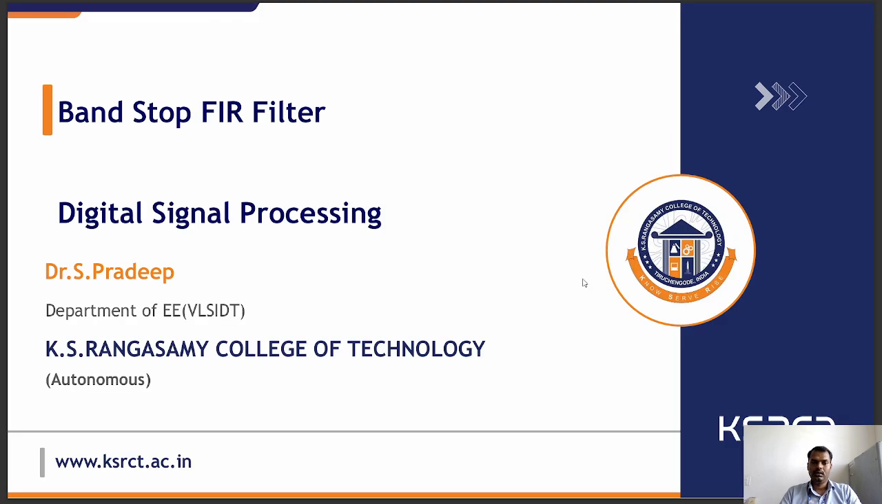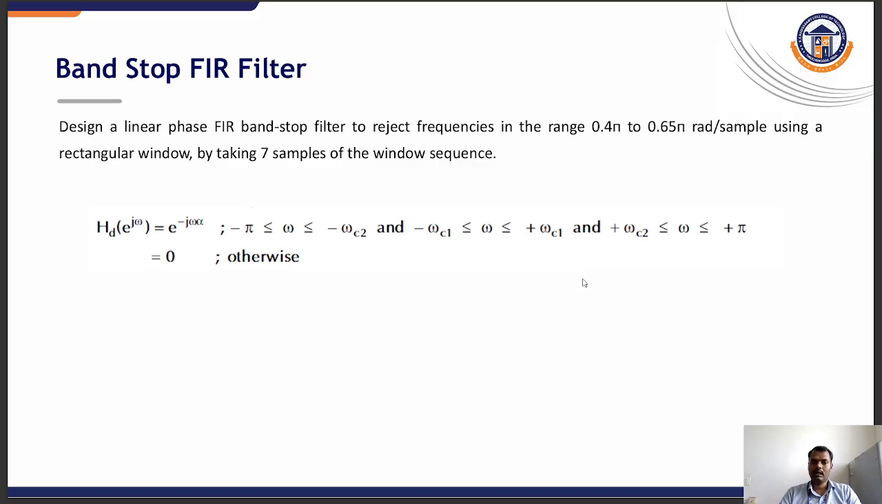Welcome everyone. Here we are going to discuss the bandstop FIR filter. An FIR filter is a type of digital filter where the output at a given time is a function of only the current and a finite number of past inputs. Unlike IIR filters, FIR filters are non-recursive in nature, which means that they don't have a feedback loop and they don't rely on past outputs to compute the current output.